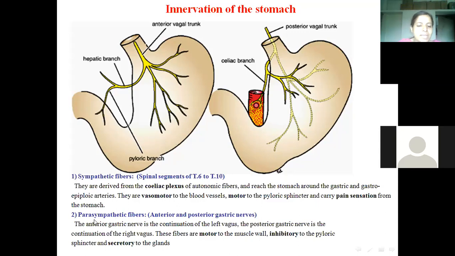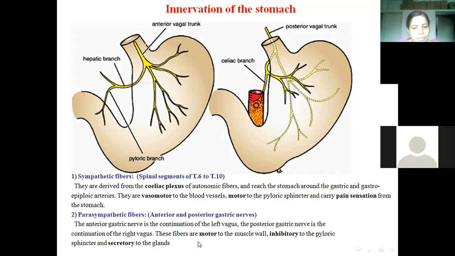Parasympathetic is always the vagus nerve. The vagus nerve divides into the anterior vagal trunk and the posterior vagal trunk. You can see here, anterior is shown in bold lines and posterior is shown in dotted lines. The anterior and posterior gastric nerves are the branches of the vagus.